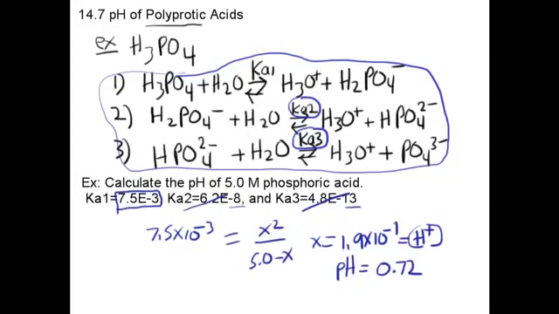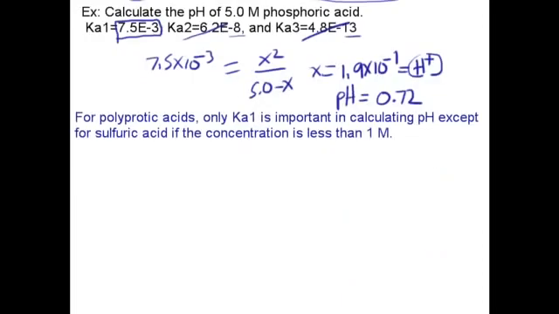So if you need more practice with that, you can try it, but the new thing is that even with all those Ka values, only the first one is important. And that's true for all the polyprotic acids except for sulfuric acid. For sulfuric acid, if the concentration is less than 1 molar, the second Ka value is actually enough that we must add it in also.